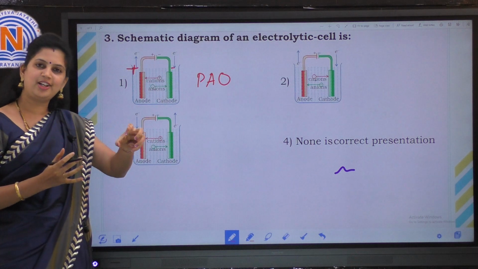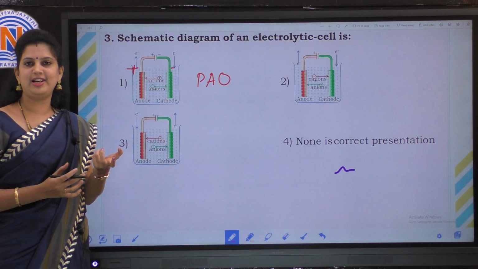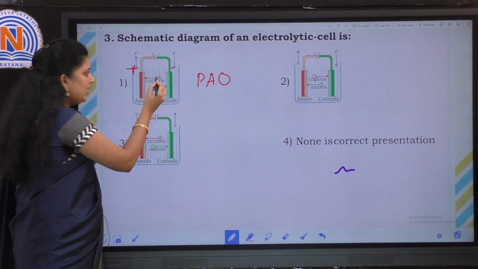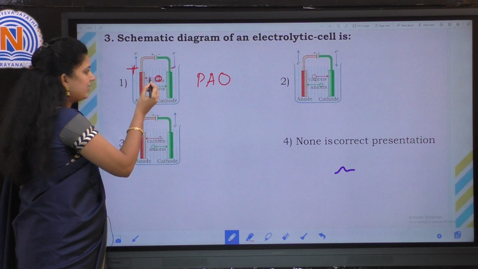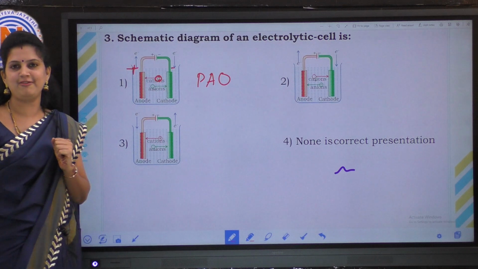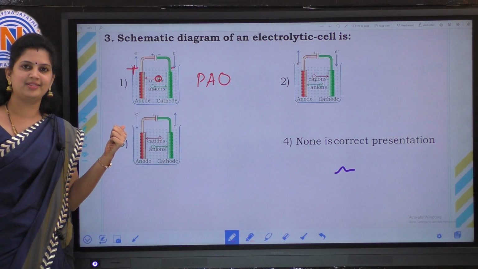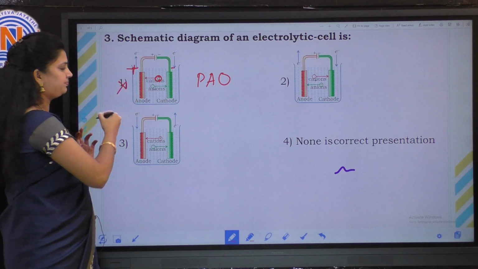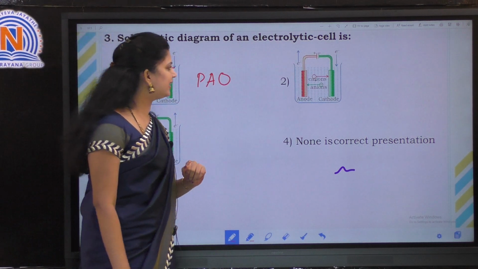Now, what are the ions which are attracted towards the positive pole? So definitely the ions must have negative charge. If you observe carefully, here the positive charge or cations are getting attracted to the positive pole. Do you agree with this? So definitely it's wrong. So let us eliminate this option.